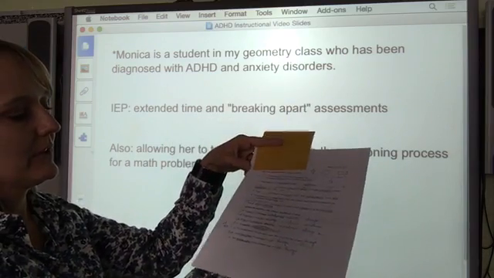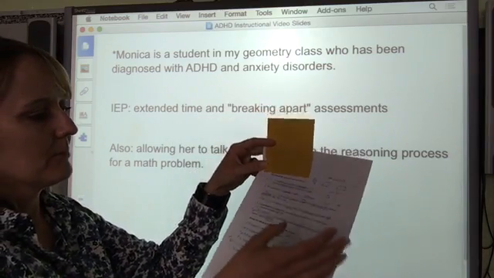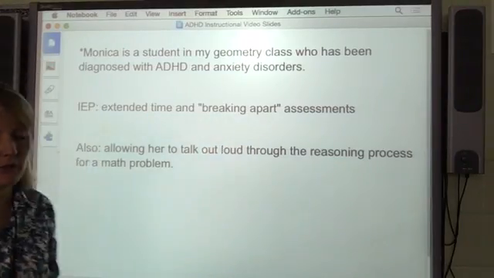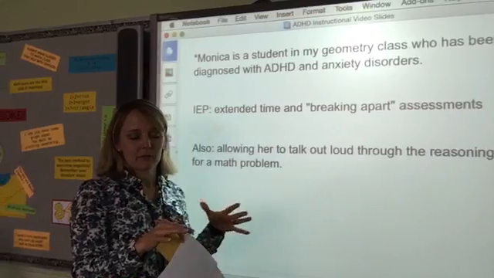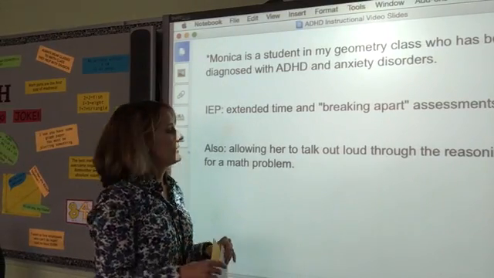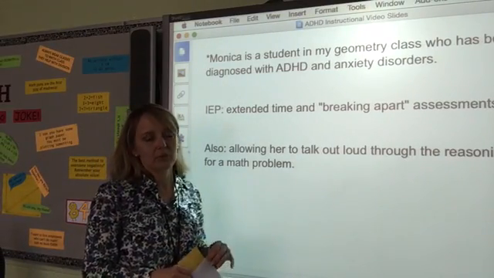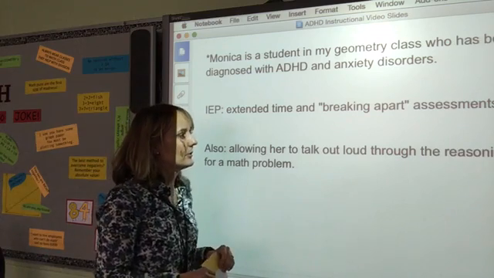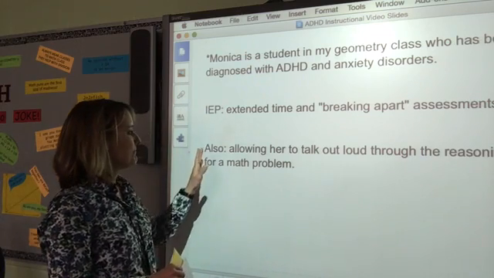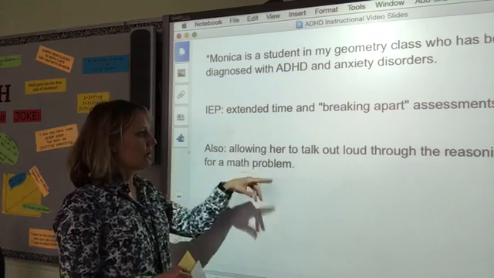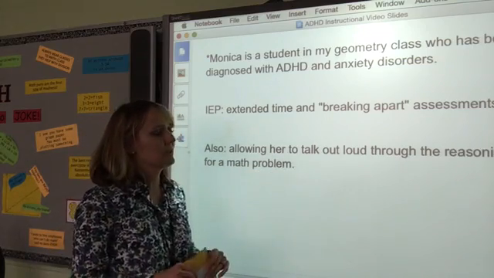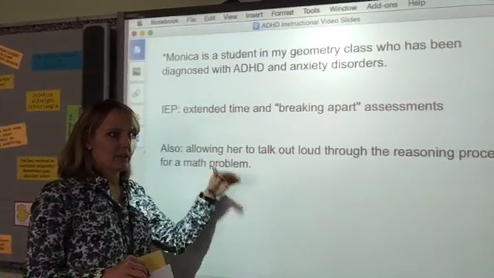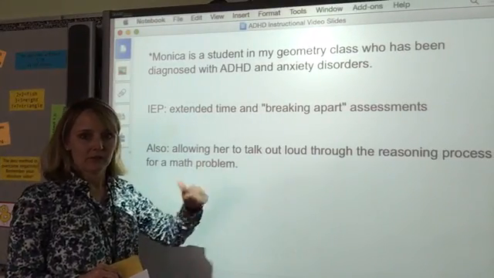Along with giving her the extended time and breaking it apart, she takes her test in a small, private kind of office area, so it's quiet for her. And her grades have really improved, and her confidence level has really improved since we started doing this. This has allowed her to talk out loud through her reasoning process with the problems on the test, because she's not in the classroom with the students, and because she is on extended time.